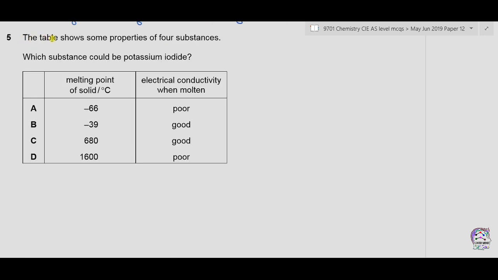Question number 5. The table shows some properties of 4 substances. Which substance could be potassium iodide? As we know, potassium is a metal and iodine is a non-metal. So the bond formed between a metal and a non-metal is called an ionic bond. And therefore this one must show the properties of ionic bonding.